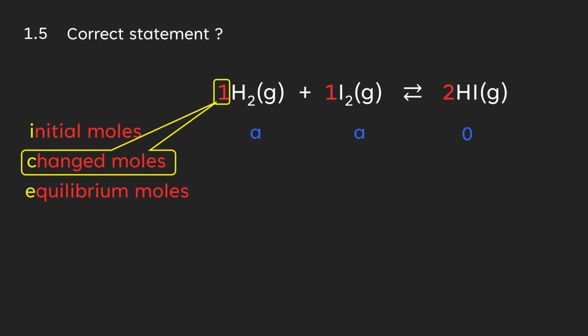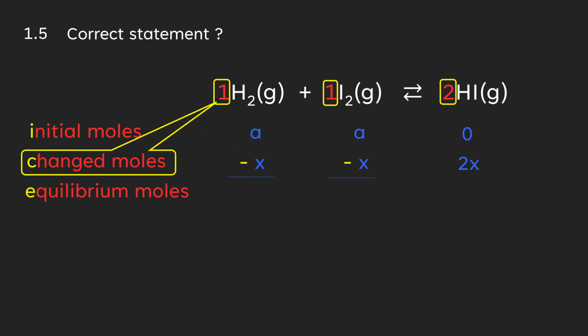So since 1 mole of hydrogen reacts with 1 mole of iodine to produce 2 moles of hydrogen iodide, if we then say that X moles of hydrogen reacted, and we are calling it X because we don't know the value, then the same number of moles of iodine must also react according to the balanced equation. And double the moles of the product must form, that is, 2X.